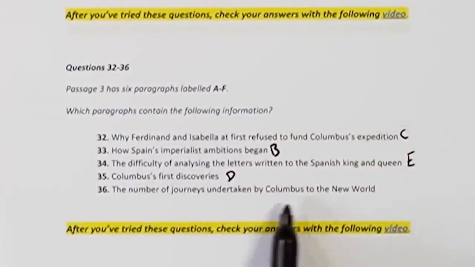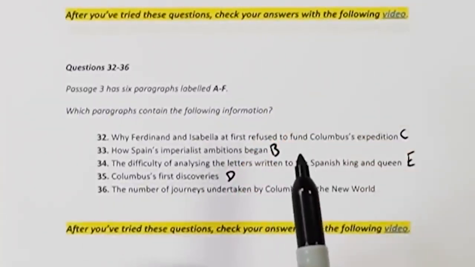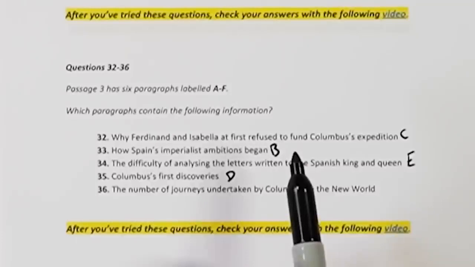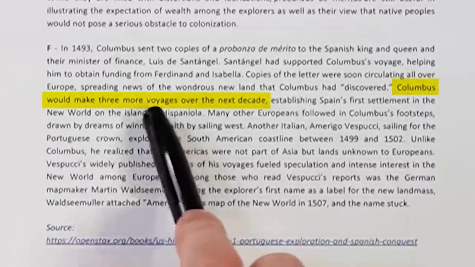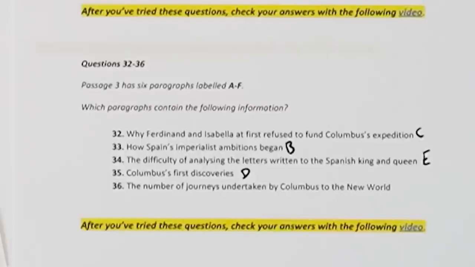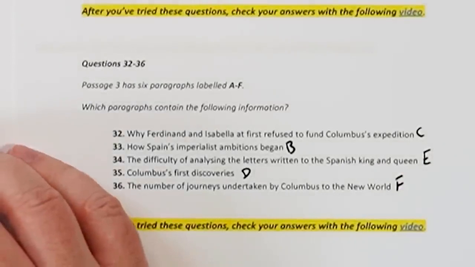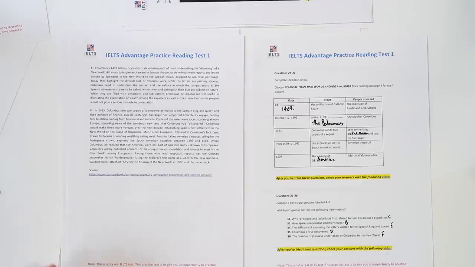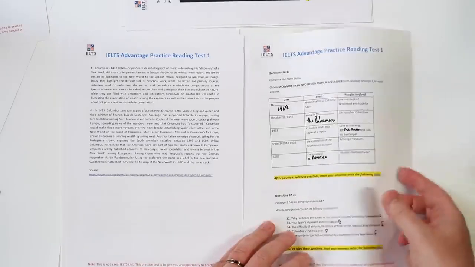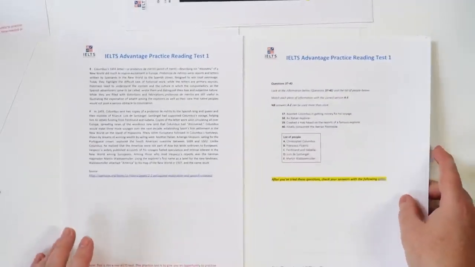The number of journeys undertaken by Columbus to the New World. Okay, so I don't know where that is, so I have to scan here. Okay, Columbus would make 3 more voyages over the next decade. So this is F. So what we were doing there is just looking at the remaining ones and searching for numbers, journeys, voyages, travels, synonyms of journeys, and we find it. So we can move on to the last part, which is matching names.